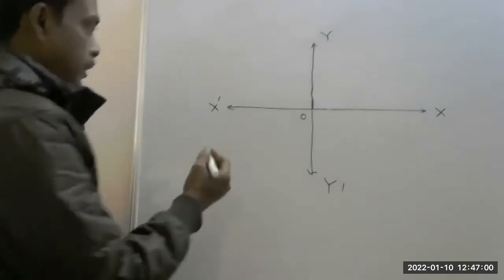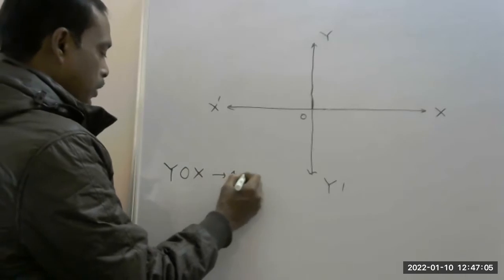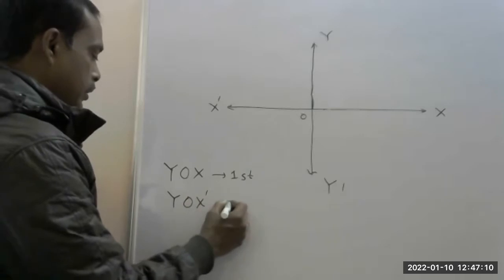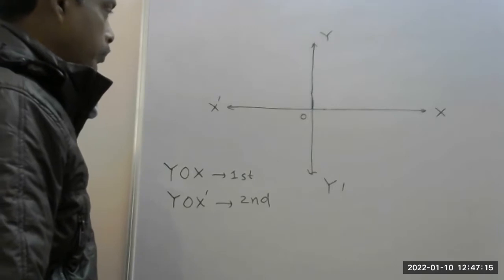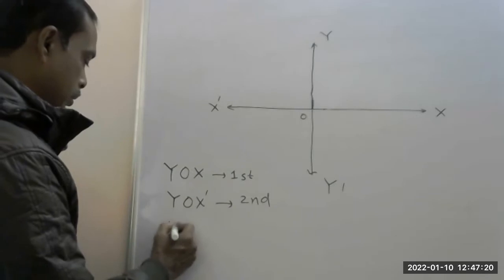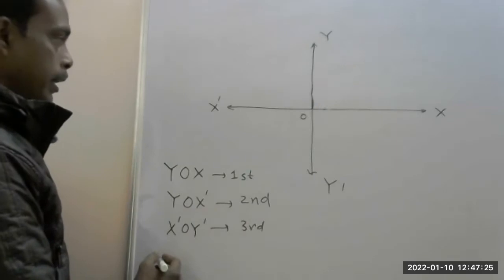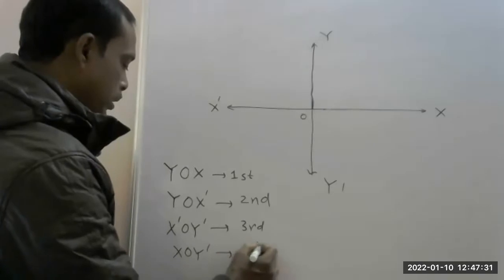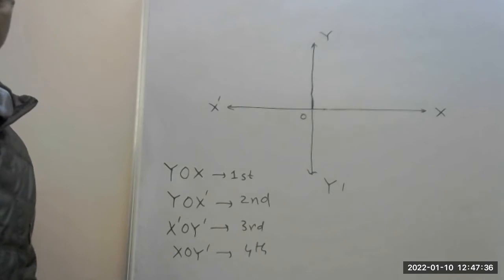So from here we can see that YOX is the first quadrant. YOX dash is the second quadrant. Then X dash O Y dash, that is the third quadrant. And X O Y dash is the fourth quadrant. Right? These four quadrants are given here.